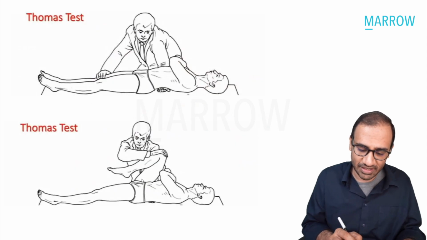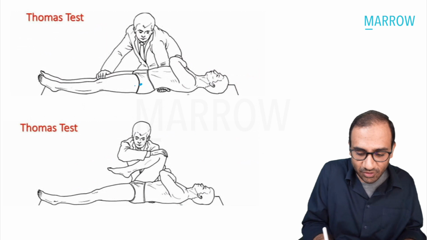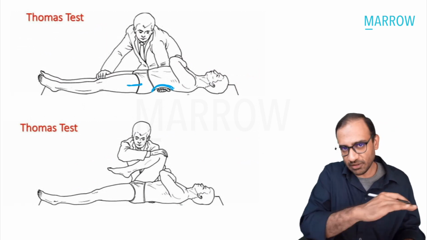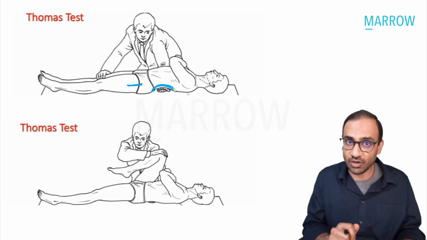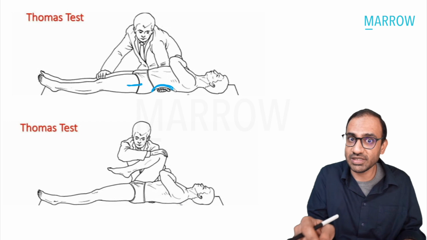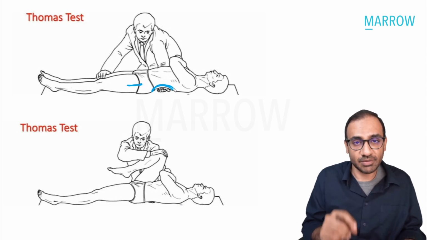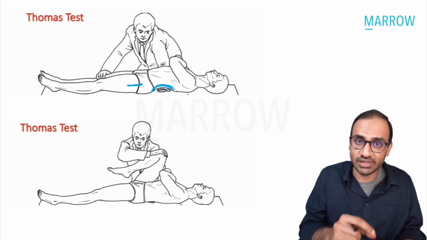In Thomas test, when you make the patient lie down who has a flexion contracture of the hip, the lumbar lordosis is exaggerated. So you make the patient lie down and you observe his lumbar lordosis. If it is exaggerated, it means there is some problem at the hip which is being compensated by the pelvis and the lumbar spine.